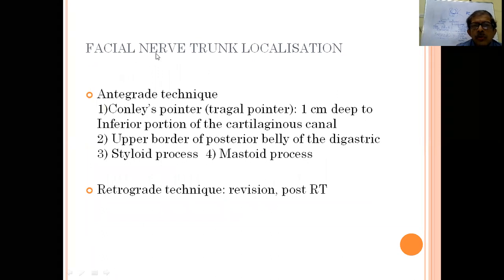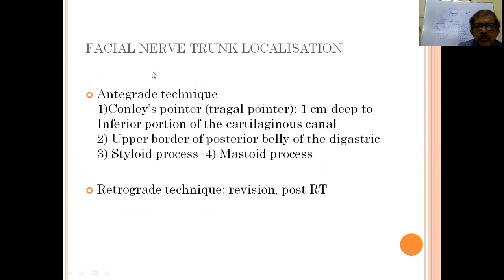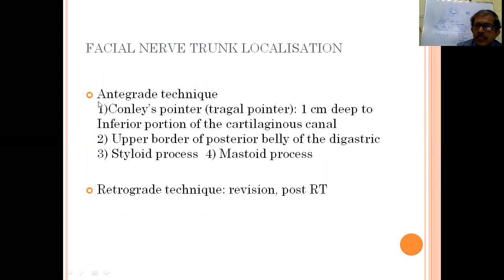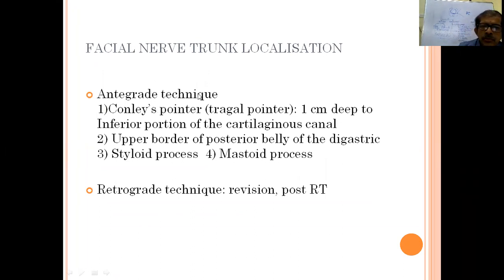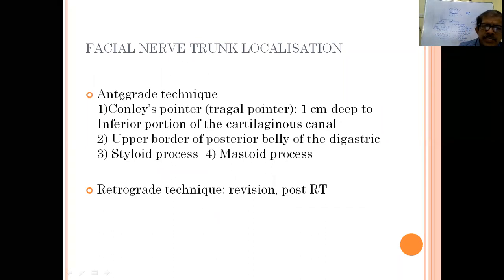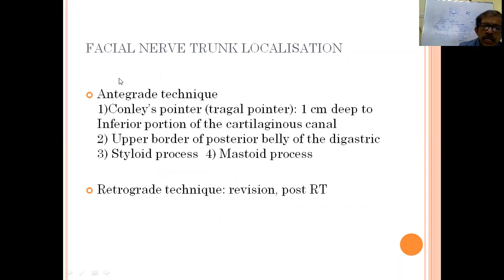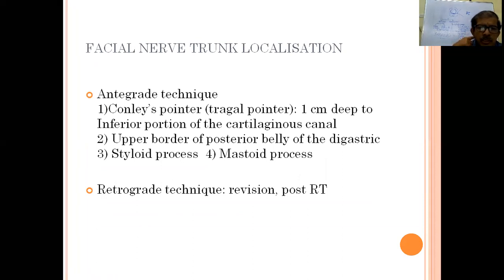So, how to localize the facial nerve? What are the techniques? Either you identify the trunk first, which is called the antegrade technique. So you will identify the trunk here, just below the ear lobule. That is the antegrade technique. The trunk is quite deep, so unless you are careful, you may injure it.